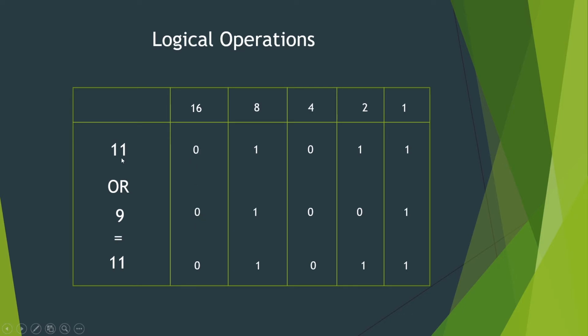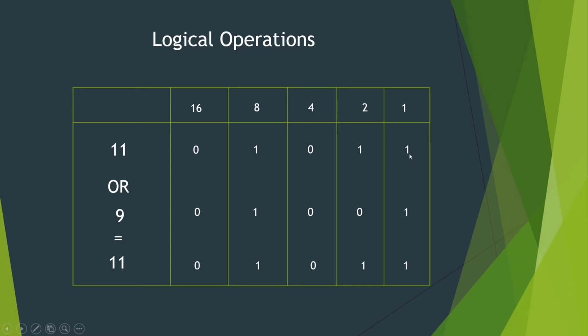Now let's take a look at how to perform the OR operation between two numbers. Let's say 11 and 9. The binary equivalent of 11 is 0 1 0 1 1, as we have seen in the previous videos, and 9 is 0 1 0 0 1. So we are going to perform the OR operation. As I said, these are bitwise operations, so let's perform it bitwise.